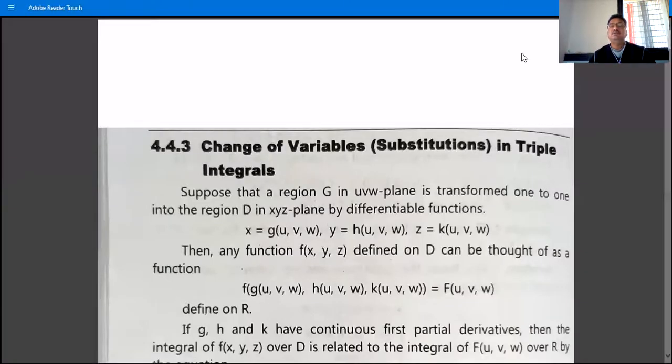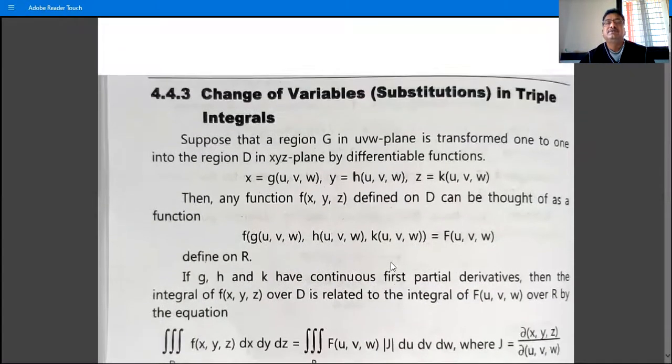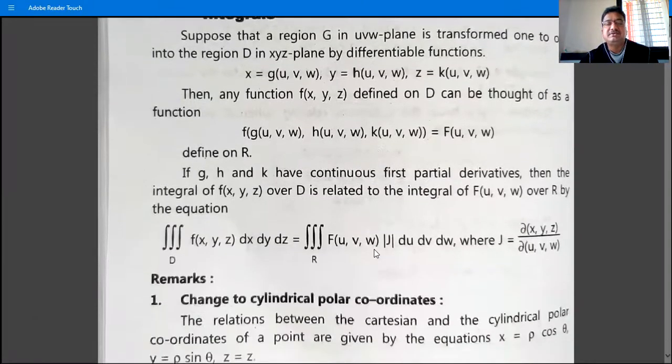Next topic is change of variable or substitution in triple integration. There are two types of changing the variables in triple integration. Similar to double integration, what is the formula for changing the variable in triple integration? Suppose this is a triple integral over D and the original variables are x, y, z. Then replace x, y, z by new variables u, v, w.